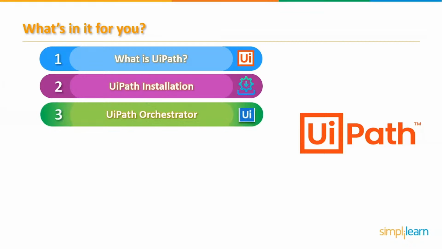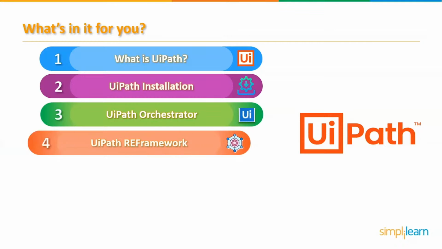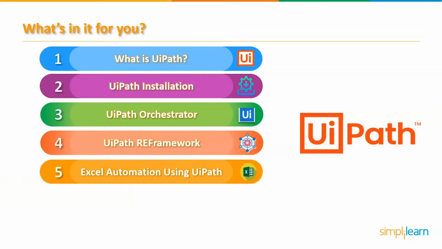Followed by installation, we will in detail understand the core component of UiPath, that is the UiPath Orchestrator. In this, we will see how to connect the robot with the orchestrator. After that, we shall understand the Robotic Enterprise framework, followed by which we will explore Excel automation using UiPath, in which we will create charts and graphs in Excel and learn how to upload them on the drive.